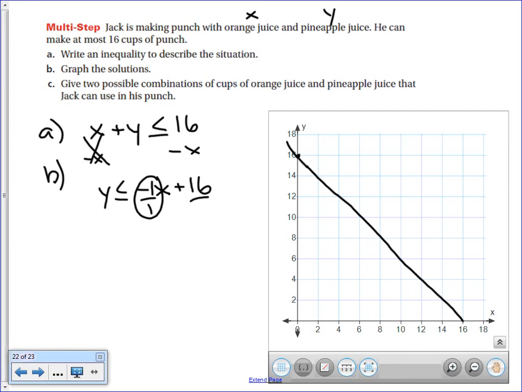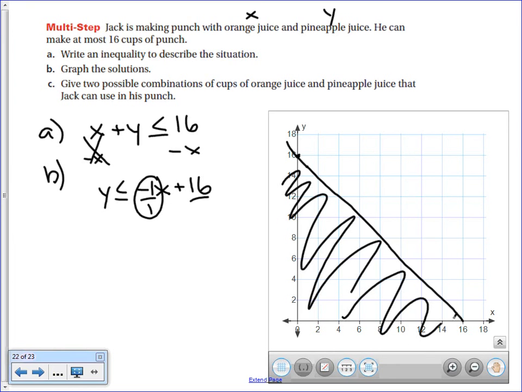So there's my line. Now, I'm going to shade underneath because it is less than, and I made a solid line because it's less than or equal to. So everything down here is a possible combination of orange juice and pineapple juice that he can use. And everything on the line as well. So anything that you want to put in here, you can do.